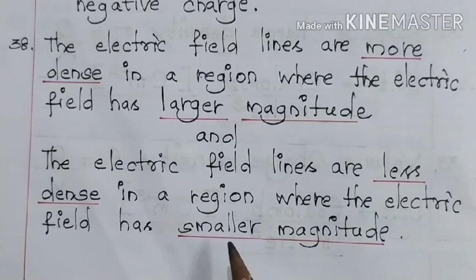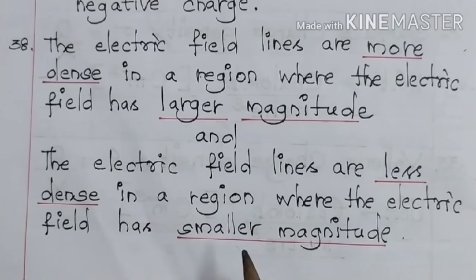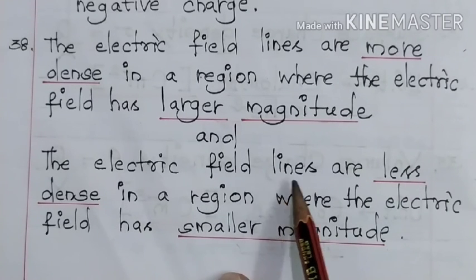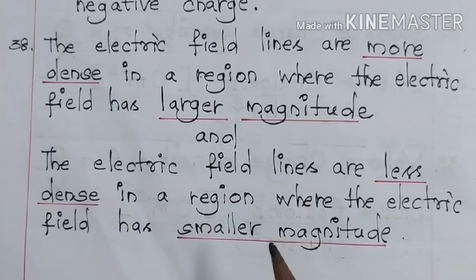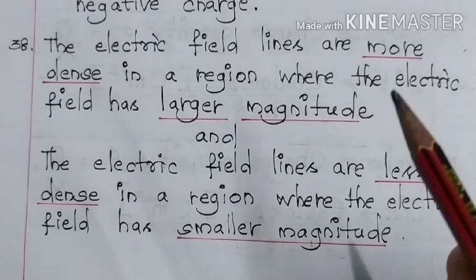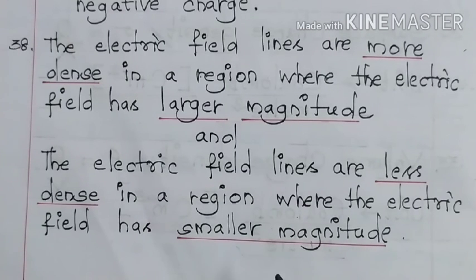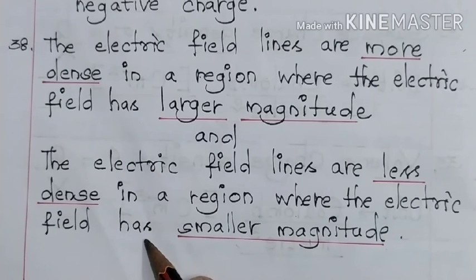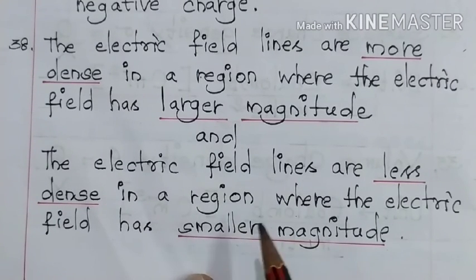The electric field lines are less dense in a region where the electric field has smaller magnitude. The electric field lines are found placed farther apart from one another in a region where the electric field strength is less. So this is what the point says.